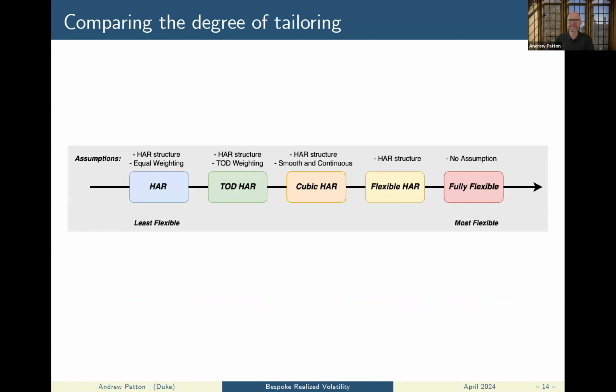So, to summarize, these are the models I'm going to discuss. We have the baseline HAR, this time of day HAR, which is the same model but with the time of day weights. One where we allow a cubic spline to interpolate, more flexible, completely flexible weights, but still imposing that HAR structure. And then finally, that fully flexible model with 1,600 or so parameters.